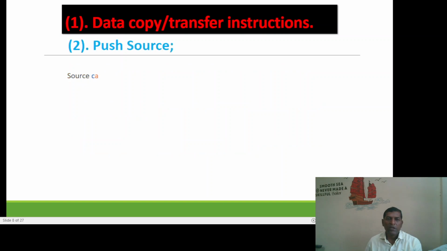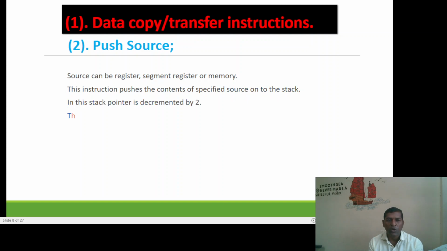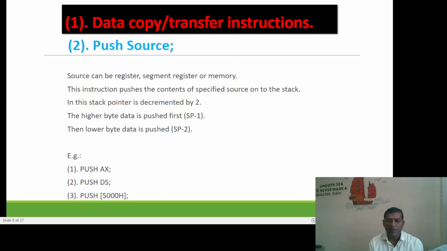So the data transfer instructions have one instruction known as PUSH source. It has only one operand, known as source. The source can be a register, segment register or memory. This instruction pushes the contents of the specified source on the stack. The stack pointer is decremented by 2. The higher byte of data is pushed first, then the lower byte of data is pushed.